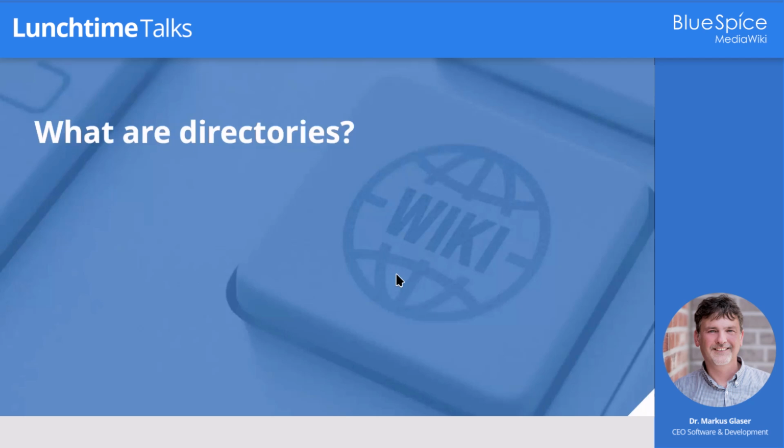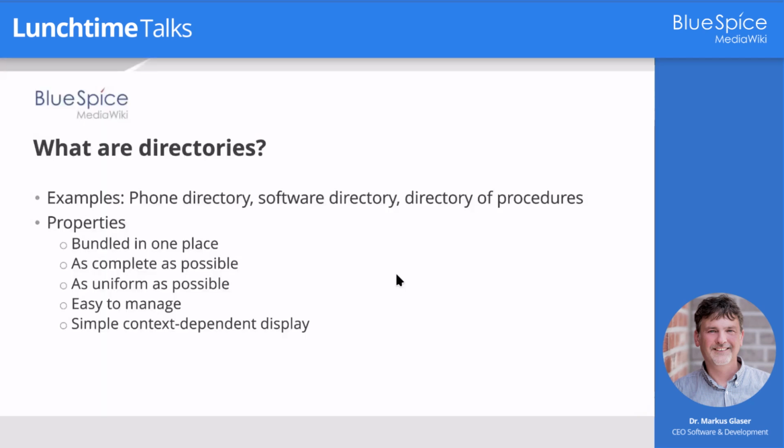Let's talk about the question, what are directories? Some examples could be a phone number directory, a software directory, a directory of procedures, or maybe a supplier directory. So it is basically a list of things, and in my view it has some common properties. First of all, when you have a directory, you want to be able to see the contents of the directory in one place.